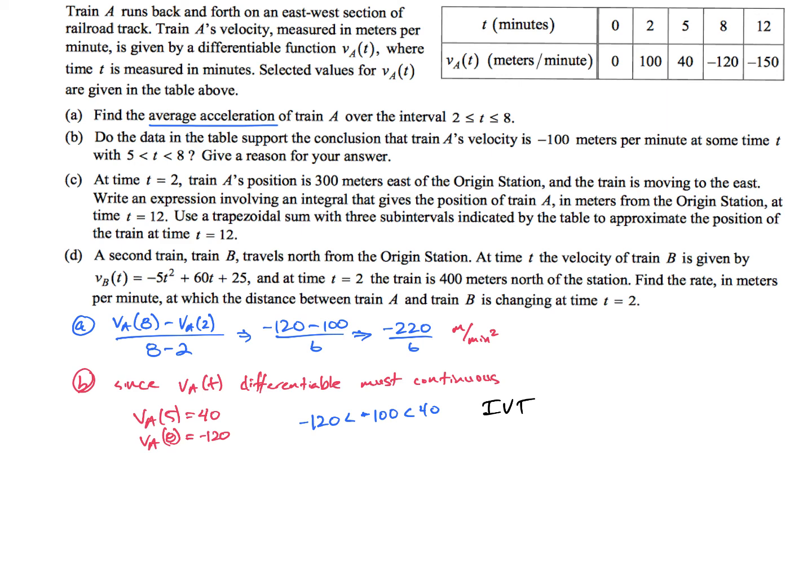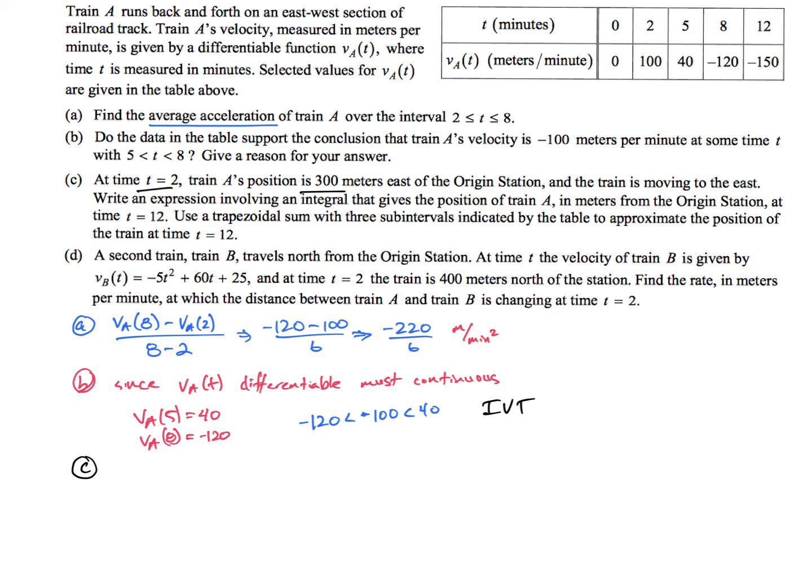All right, let's do part C now. Go ahead, Gunnar. At time t equals 2, train A's position is 300 meters east of the origin station. What did they just give us? Position. They gave us an initial condition. At time 2, I am 300 meters east. All right, keep going. The train is moving to the east. Write an expression involving the integral that gives the position of train A in meters from the origin station at time t equals 12.